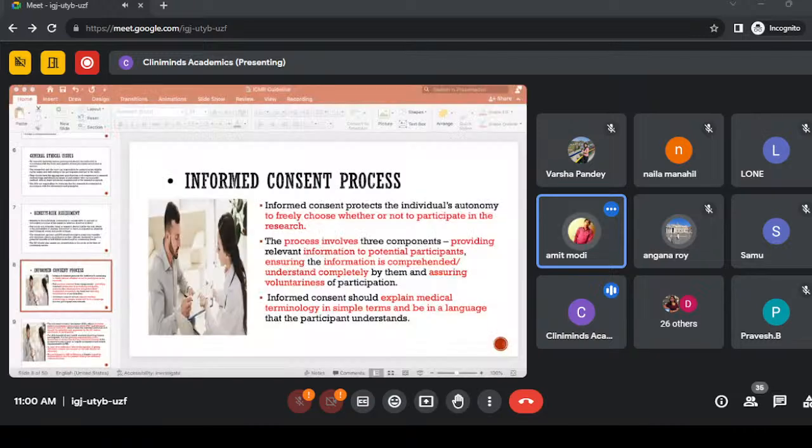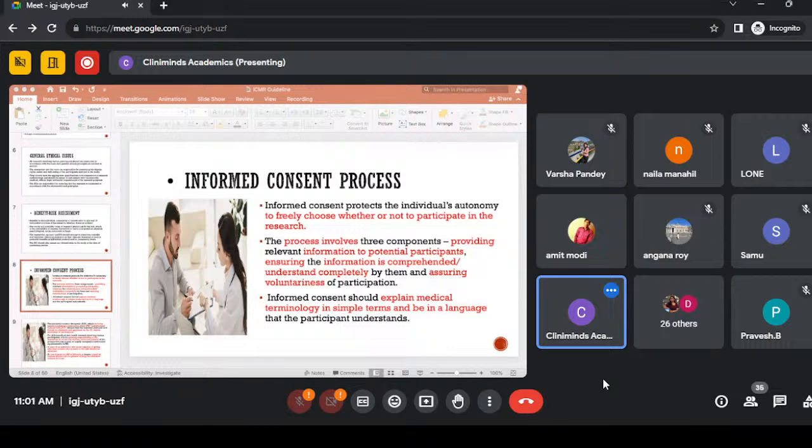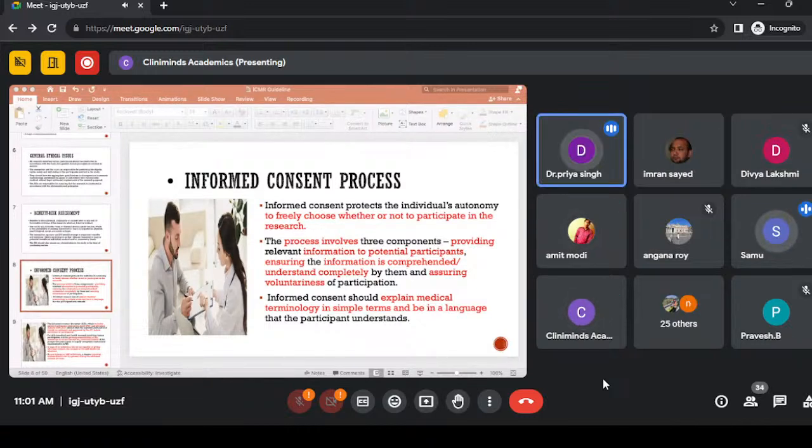Okay, so why do we do informed consent? To allow the patient to know all the details available in the procedure, in the clinical trial or protocol. So they will be aware of the risks, benefits, and procedures of the trial, so there won't be any misconduct.